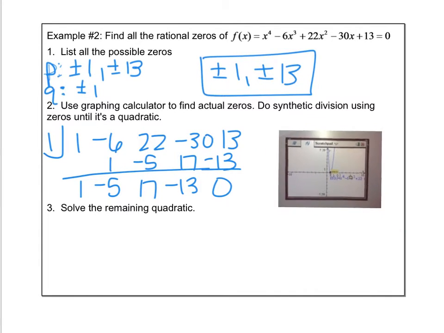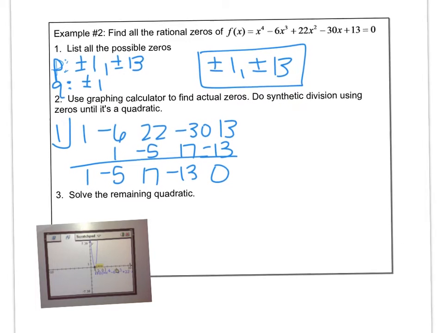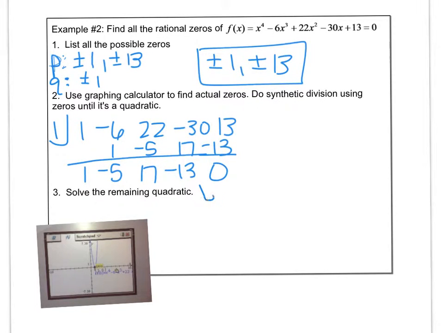Here's where this one is a little bit different. If I were to write out the answer right now, what degree am I going to start with? I'm going to start x cubed, right? So this right now is x cubed minus 5x squared plus 7x minus 13. Do we have a method to solve that? No. We have to break it down again. You have to do synthetic division until you get a quadratic equation.